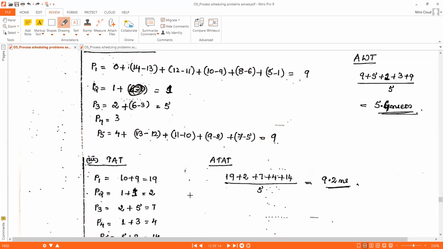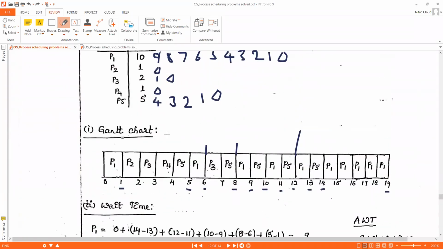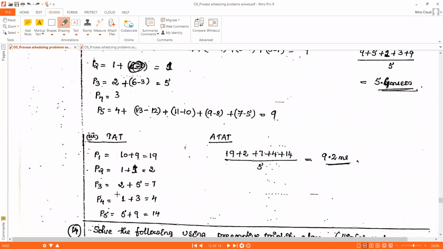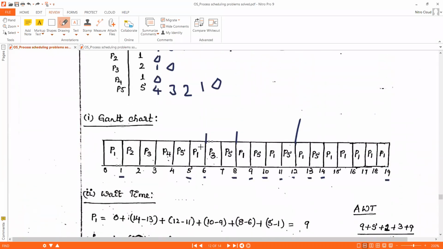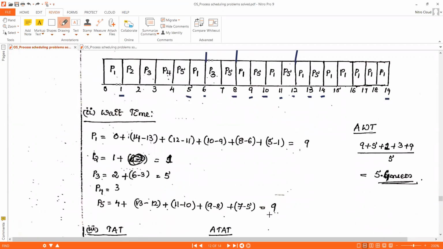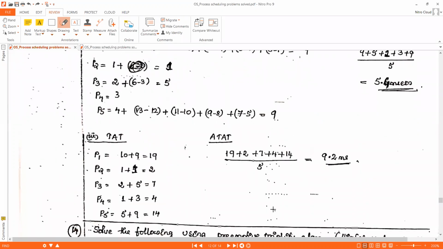Next, process 4's burst time is 1 millisecond plus its waiting time of 3 milliseconds. 1 plus 3 is 4 milliseconds, the turnaround time for process 4. Next, process 5's burst time is 5 milliseconds and its waiting time is 9 milliseconds. So 5 plus 9 is 14 milliseconds, the turnaround time for process 5.